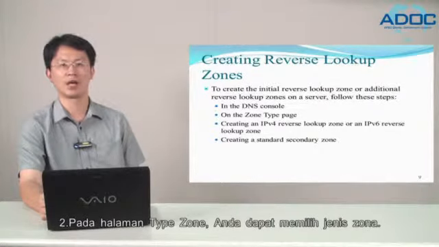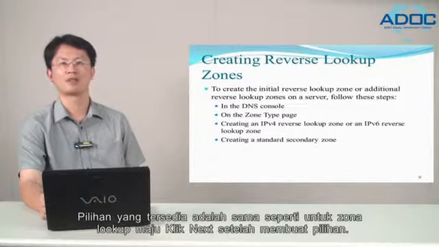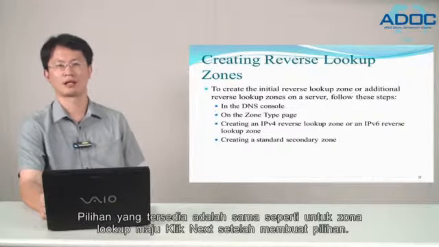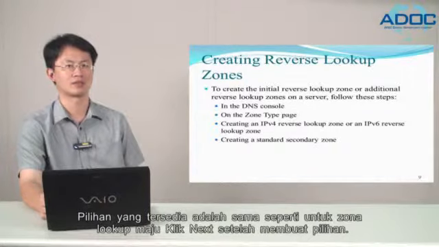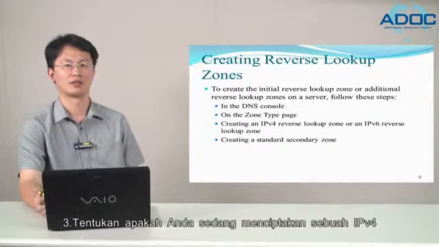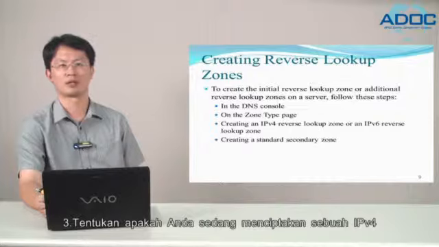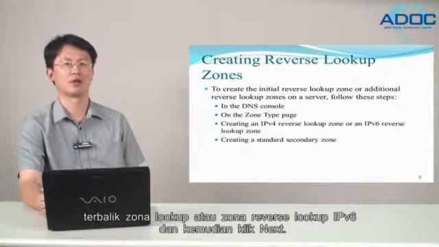Second, on the Zone Type page, you can select the zone type. The options available are the same as for a forward lookup zone. Click Next after making a selection. Third, specify whether you are creating an IPv4 reverse lookup zone or an IPv6 reverse lookup zone, and then click Next.